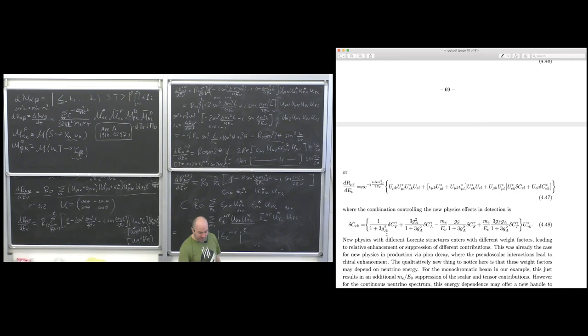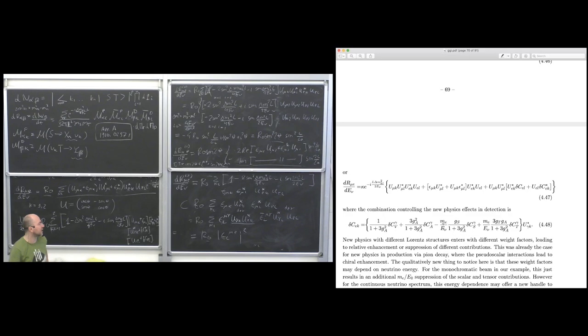Here, when you have these different kinds of interactions, the similar situation is that vector and axial enter with a different weight, that will be the same for the pion decays if you use both left-handed and pseudoscalar interactions in the EFT. And then the scalar and tensor not only enter with a different weight, but they also enter with a different dependence on the neutrino energy. So new physics can not only modify the oscillation probability, but it can modify it in an energy-dependent way.